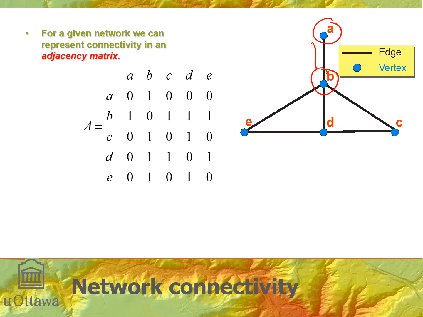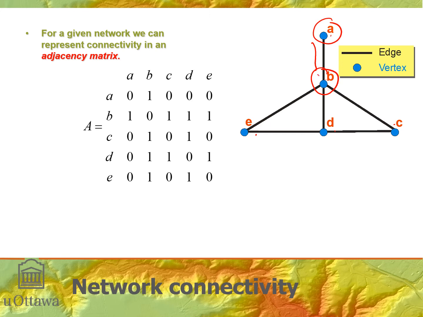And so if we create a matrix where we have columns and rows labeled by the junctions, A, B, C, D, and E across the top, and the same for the rows. So we have column and row labels. The matrix is given by just the letter A, capitalized.